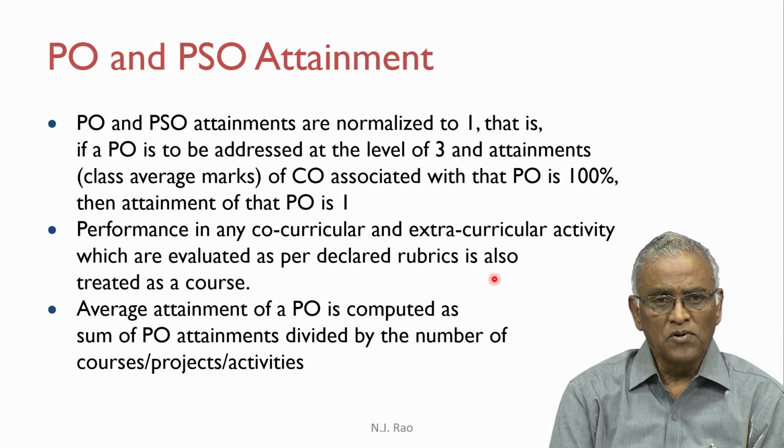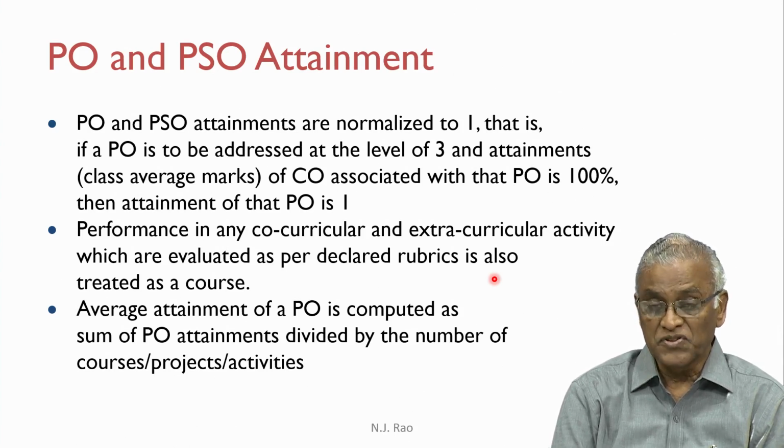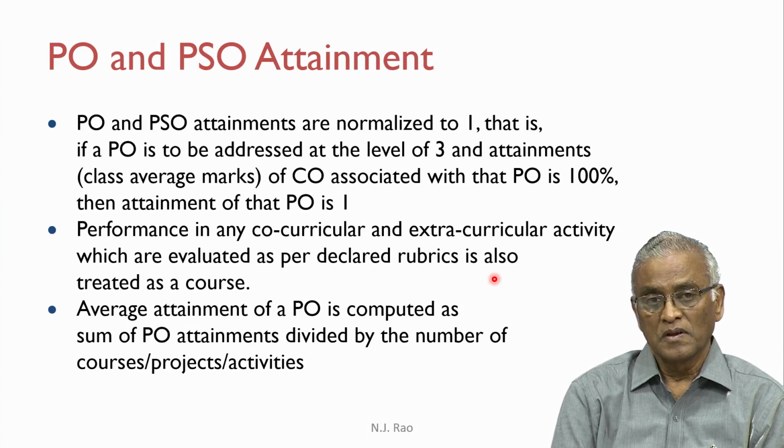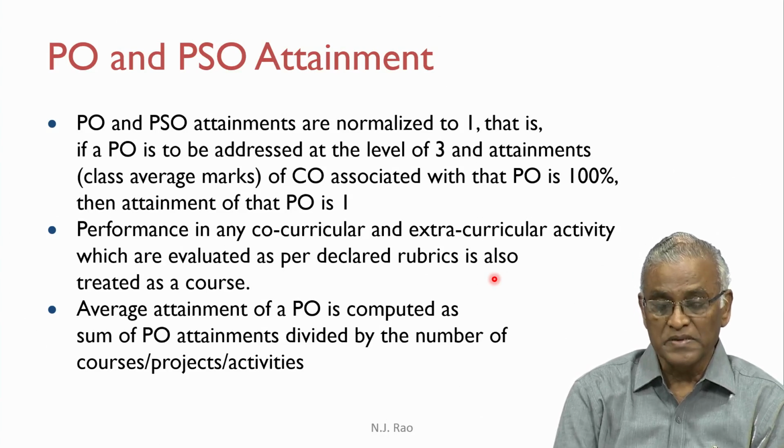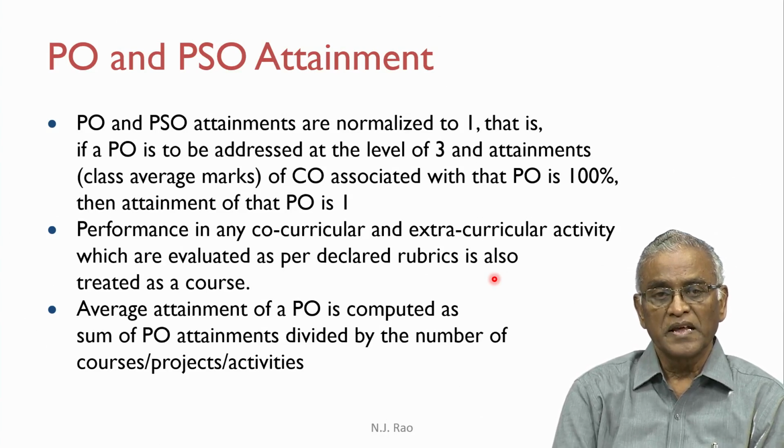That is, if a PO is to be addressed at the level of 3, that means mapping strength is 3, and attainments, generally we are using class average marks as the attainment of a CO associated with that PO is 100%, then the attainment of PO is 1. That is our normalizing process.